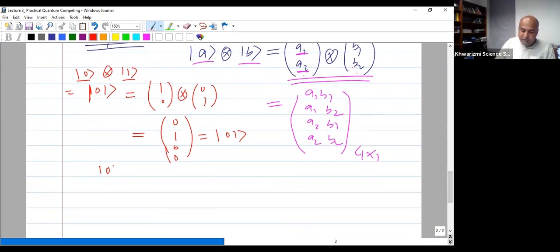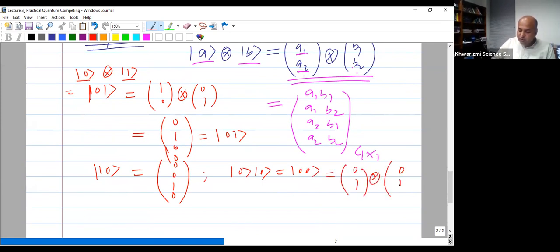So this (0, 1, 0, 0) vector represents this |01⟩ state. Similarly, this |10⟩ state can be represented by (0, 0, 1, 0). And you can similarly check that the |00⟩ state is (1, 0, 0, 0). Just to work out one more example.